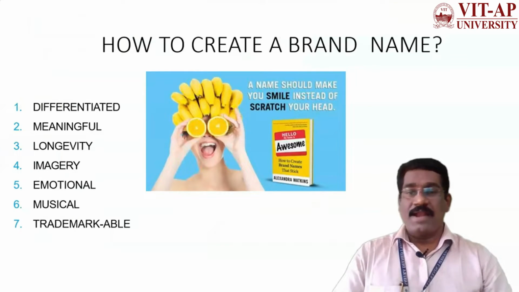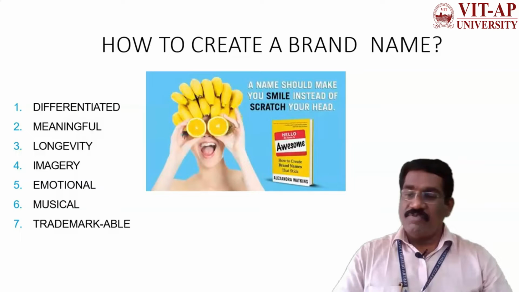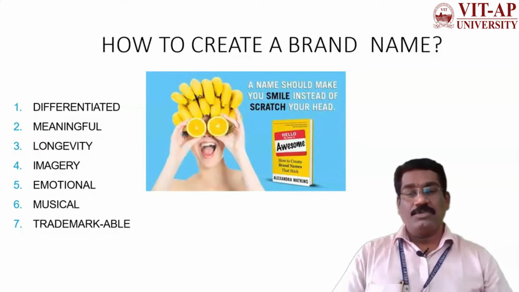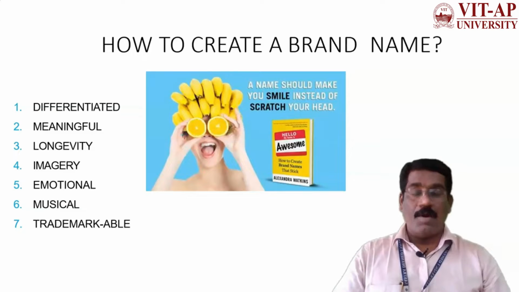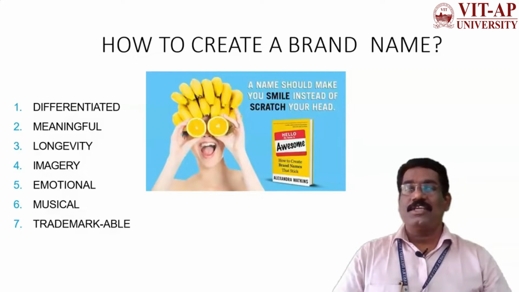And how to create a brand name. Whenever you create a brand name, a brand name should be highly differentiated, and it should be meaningful, it should have a longevity, and it should be imagery. When I think about phone, my mind should capture the product called Apple. When I think about that, immediately my mind gets into that product image. And the emotional connectivity should be there, as I was mentioning about LIC products, and also it should be musical. When you think about the advertisement called Titan, immediately you can hear that music, getting that tune in your mind.